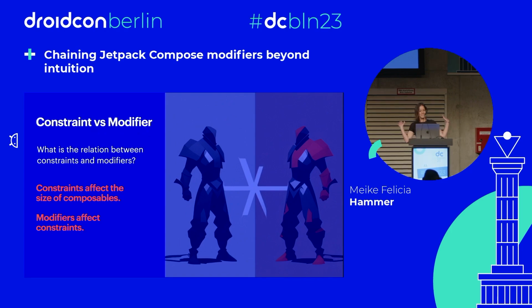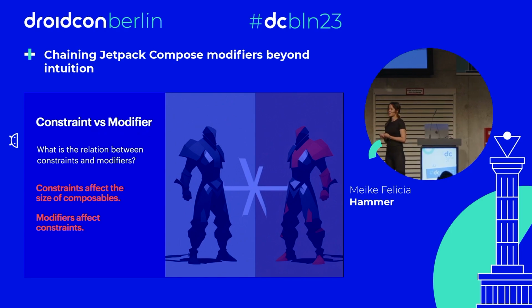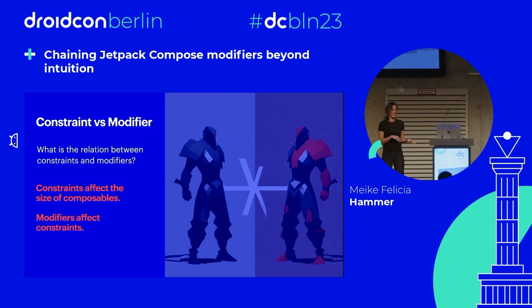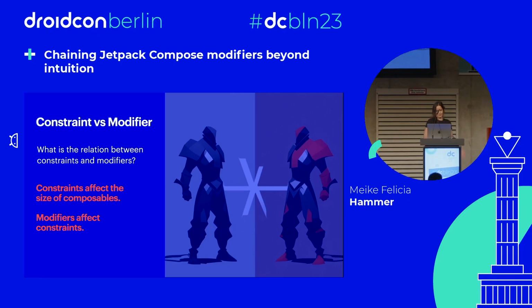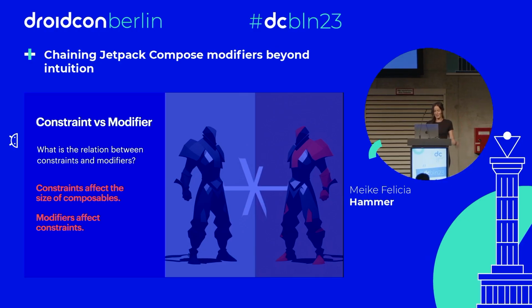At some point I was wondering, what's the relation of a constraint to a modifier? Do they have a relation? Is there something they have in common? And actually you can see it that way: constraints are affecting the size of the composable, and modifiers then affect the constraints in the first place. So it's like a little game between them.